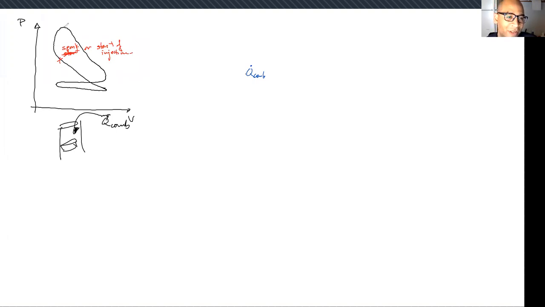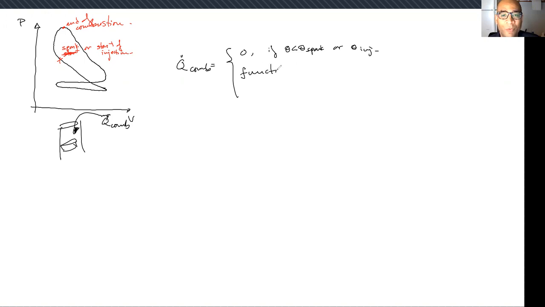It usually correlates here. This is the end of combustion. So when we reach this point, that means all of the heat from the chemical release has been added, and we can stop computing this term. So Q dot combustion is equal to, with a bracket like this, zero if theta is less than theta spark or theta injection. It's equal to some function while combustion is happening, or it's equal to zero if theta is greater than theta end of combustion.